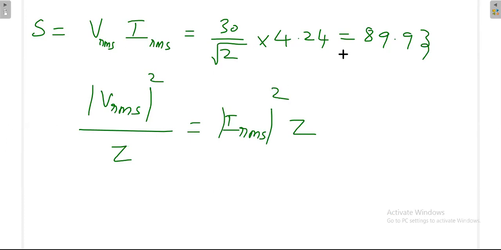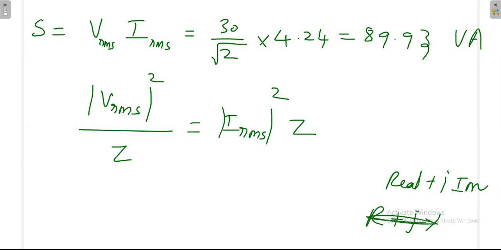This is a volt ampere. Complex power in the sense you may expect something like real plus imaginary, but this is the modulus value. Whatever S you are having is the modulus value of this one. Modulus of real plus imaginary is what you are getting here.